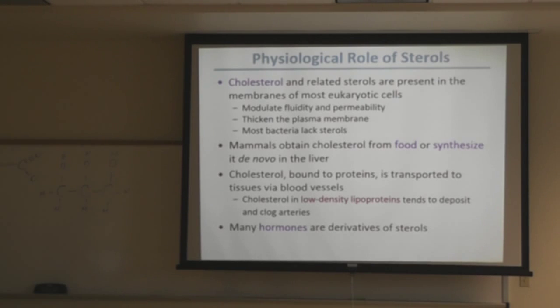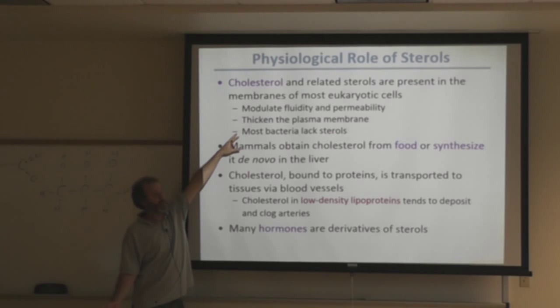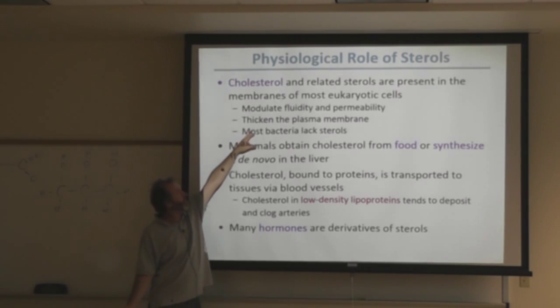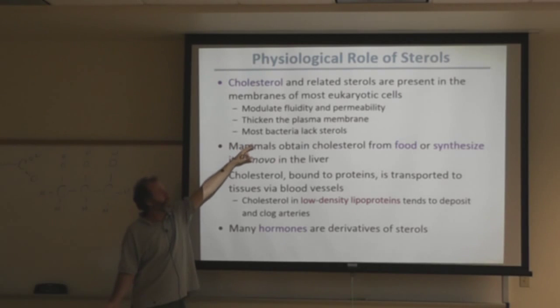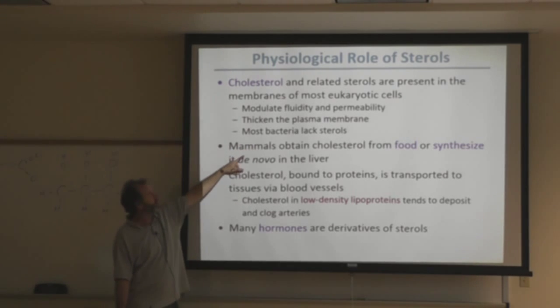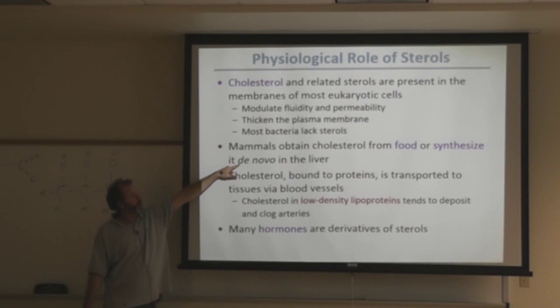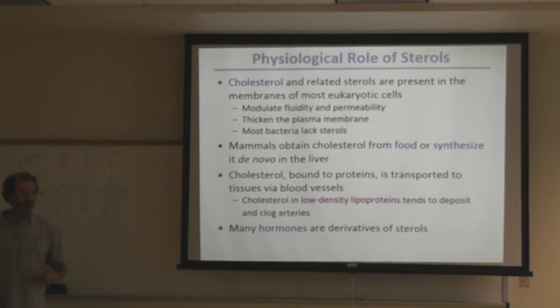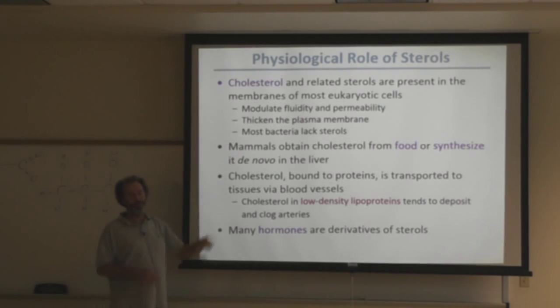So the cholesterol and related sterols present in the membranes of most eukaryotic cells modulate the fluidity and the permeability of the membrane. They'll thicken the plasma membrane, and most bacteria lack sterols altogether. Mammals obtain cholesterol from food, and we can synthesize it ourselves in our liver. Did anybody know the enzyme, the rate limiting step? What blocks that rate limiting step that synthesizes cholesterol?